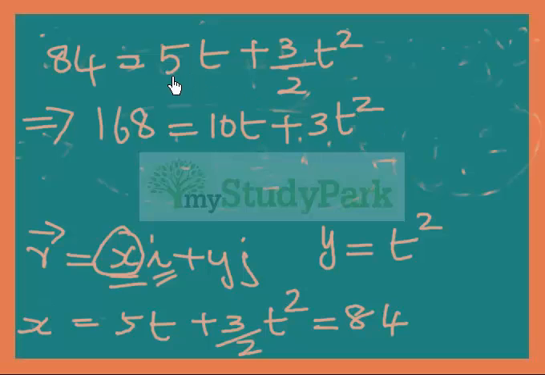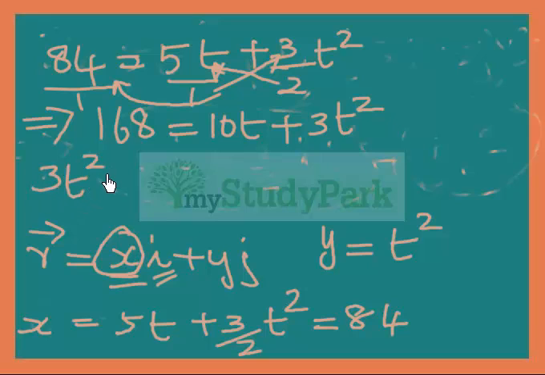I have not done any magic here. We have 5t by 1, 84 by 1. 2 becomes the least common multiple, and then I use 2 to multiply. So I do 5t into 2 and 1 into 3, and that becomes 10t plus 3t square divided by 2, and this 2 comes to this side, and then you get 168. Now this equation becomes 3t square plus 10t minus 168.